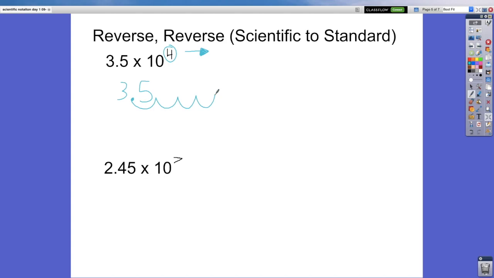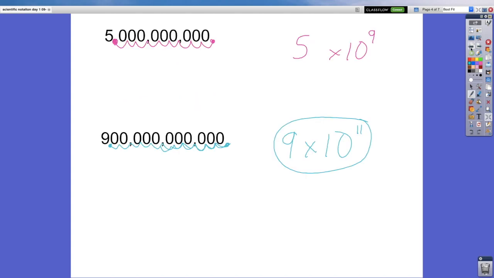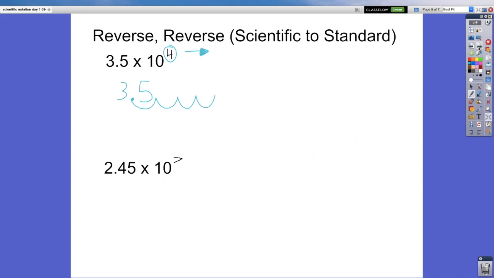Now, what do you think I add in there? One of the things we noticed about these problems, they all have a bunch of zeros. So in each one of those blanks that doesn't have a number, we're going to add a 0 to it. So my new number is 3, 5, and 3 zeros, so 35,000. Okay? Tomorrow we'll work on negative exponents and you'll see the opposite.